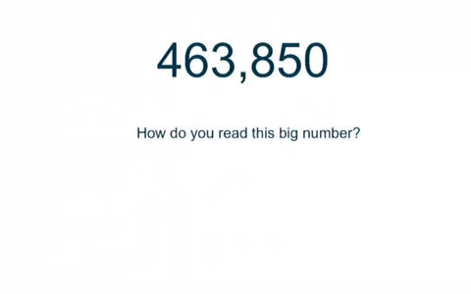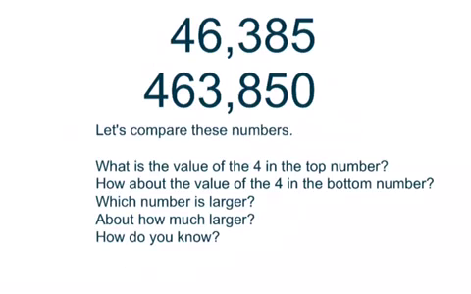And how about this big number? How do you read that? Give it a go. And here's what I'd say. 463,000. You always say the comma as whatever place value it's right after. So 463,850. That's how you read that big number.